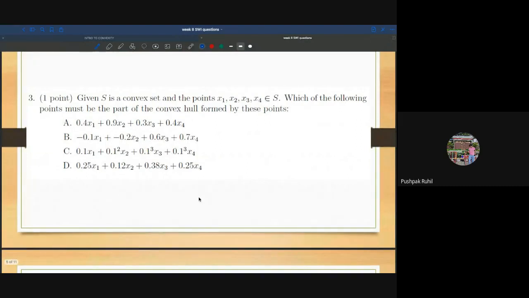Okay, so the third question that we have is: given S is a convex set and the points x1, x2, x3, x4 belonging to S, which of the following points must be part of the convex hull formed by these points?